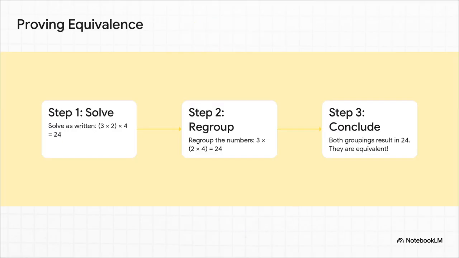So here's how you do it. First, you just solve it the way it's written. 3 times 2 is 6, times 4 is 24. Easy enough. Then you just regroup it. Do the 2 times 4 first, which is 8, then multiply by 3. You also get 24. And boom, you've just proven they're equivalent.